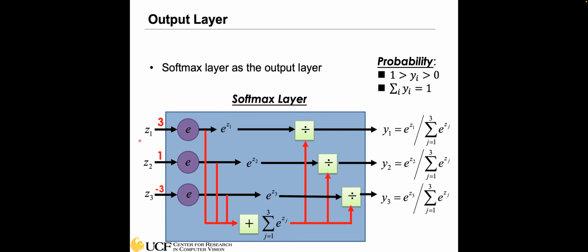For this concrete example, 3, 1, and -3, if we go through the softmax layer, we do the normalization and generate these three outputs. Then you can easily determine which class you want to pick. We pick this one, 0.88, which has the highest probability. So we select this as the prediction for the corresponding input.